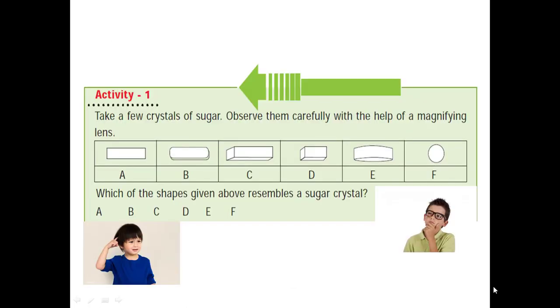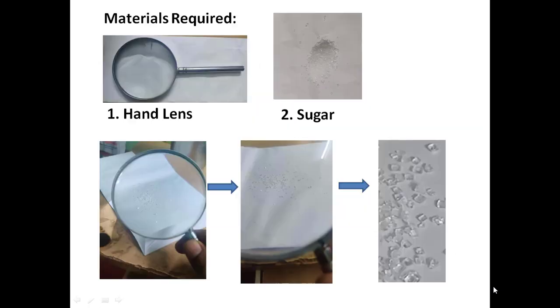Activity 1. Take a few crystals of sugar and observe them carefully with the help of a magnifying lens. Which of the shapes given above resembles a sugar crystal? A, B, C, D, E or F. Materials required are: 1, hand lens; 2, sugar.